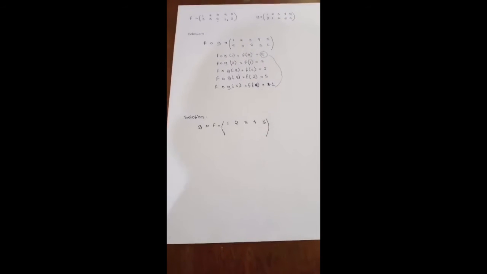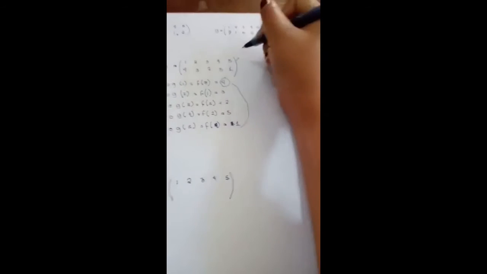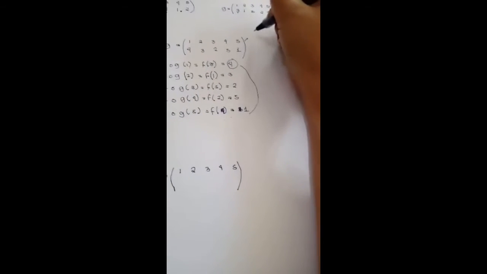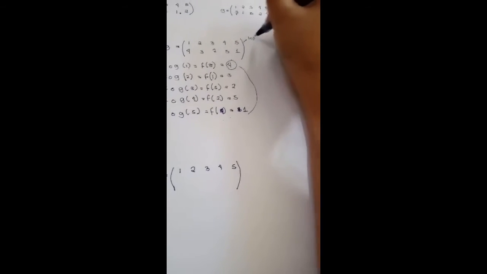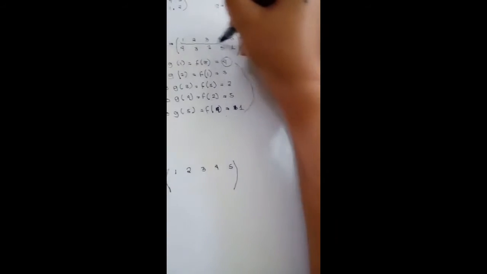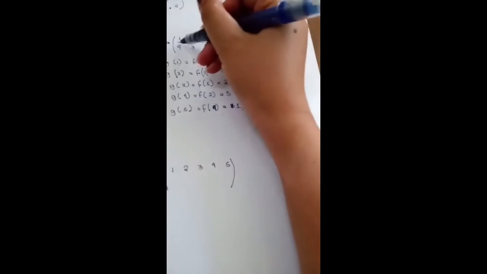So next, let us proceed to function composition of g of f. By the way, this upper part of the function composition is what we call input, and this one is what we call output.